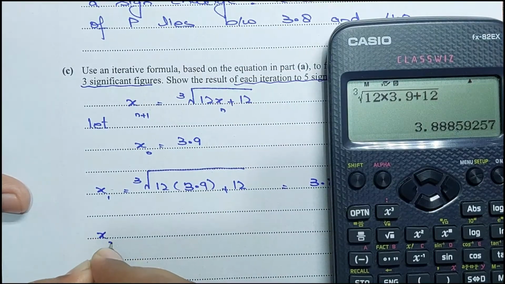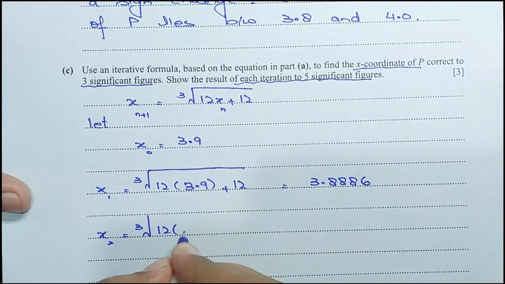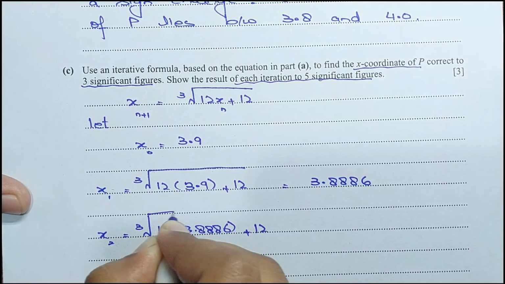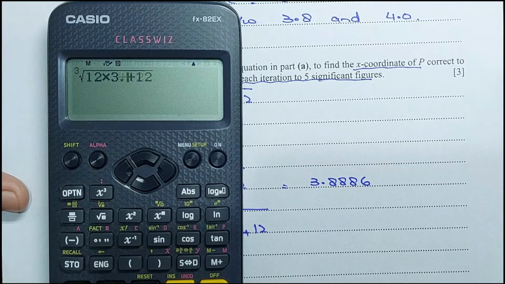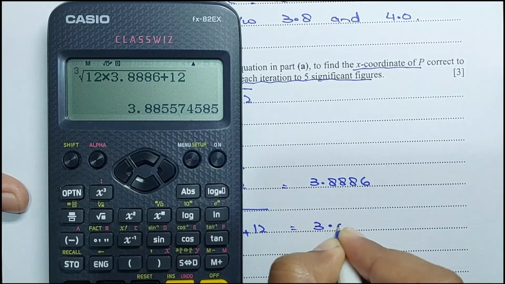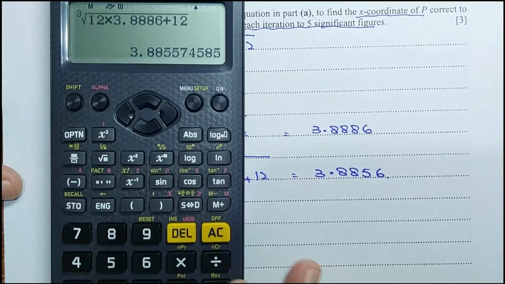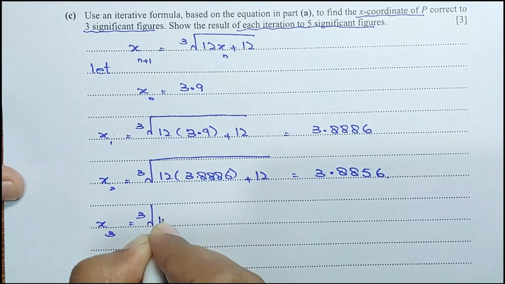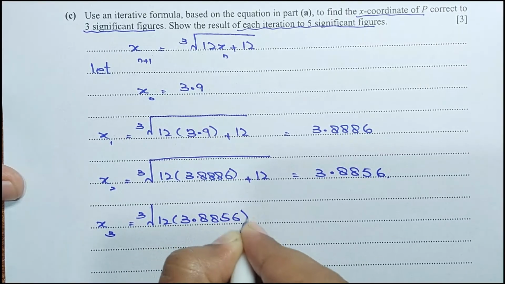Okay, now x2, this is cube root of 12 into this number, 3.8886 plus 12. So in this one, 3.8886, we have 3.8856. Okay, x3 is cube root of 12 into 3.8856 plus 12.